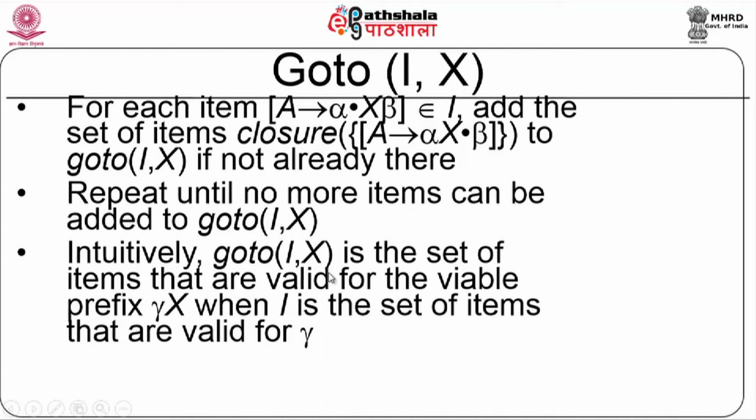Intuitively, Goto of I comma X is the set of items that are valid for the viable prefix gamma X when I is the set of items that are valid for gamma. So, this is the interpretation. We will come back to this in the example.